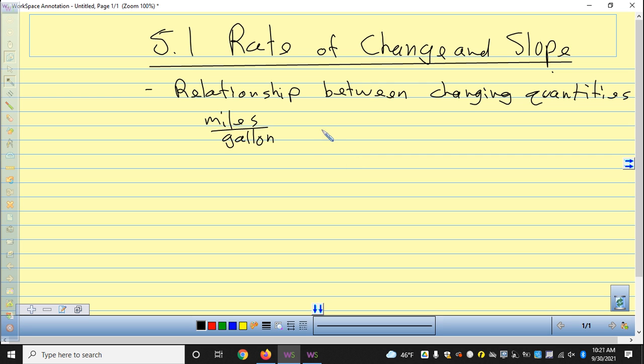We might have dollars per pound if you're buying some kind of food. The rate of change of your money has to do with the rate of change of the number of pounds that you buy. So all of these things are describing a rate of change. Meters per second. How far do you go for every second that you run? That's a rate of change.